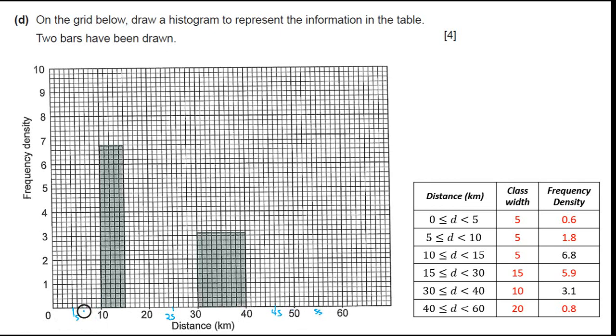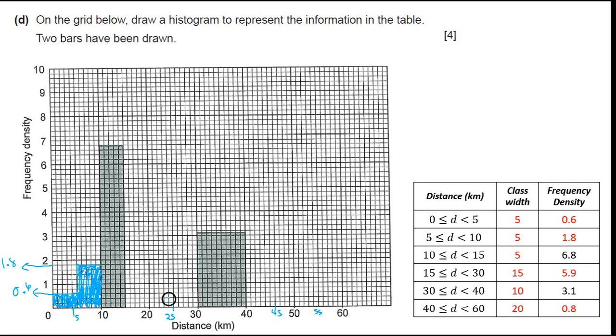So between 0 to 5, what is the frequency density? 0.6, right? 0.6, it will be here. Do you agree with me? You see why the frequency density is so important? Between 5 and 10, it's 1.8. Are we getting it? That's more or less 1.8.